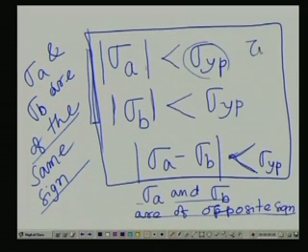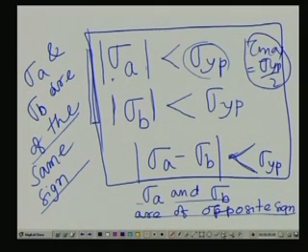You remember how this sigma yield point has come? Basically it is tau max, and that has come out to be sigma yield point by 2. So, the 2 cancels, and we are writing sigma yield point.